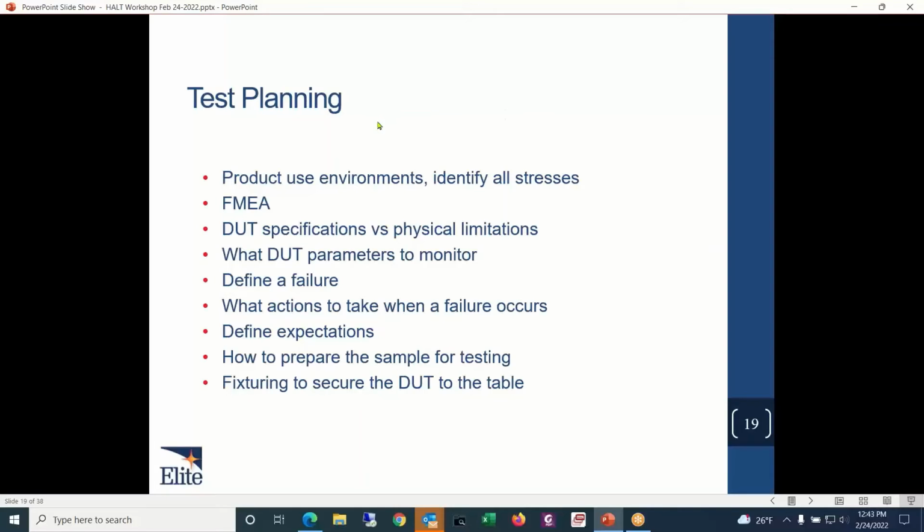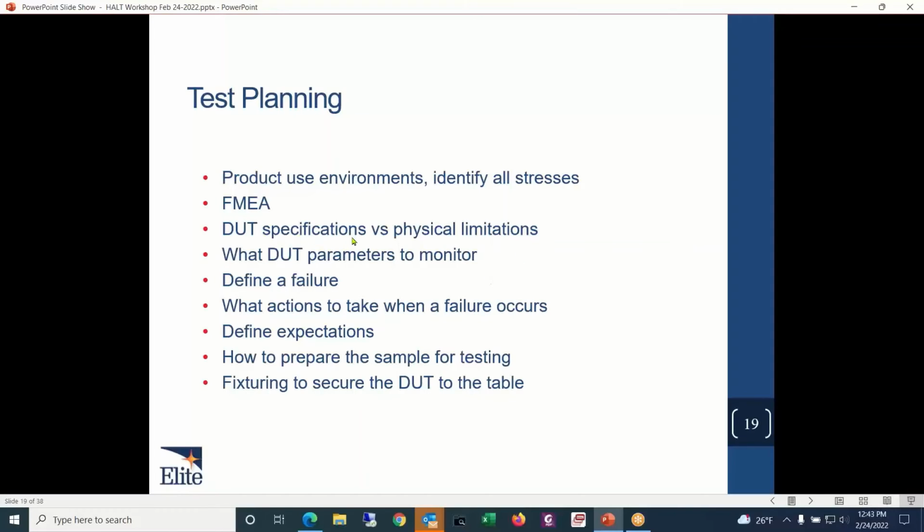So, moving on to HALT planning, it's a very important part of the HALT process. It's important to understand the product use environments and identify all the stresses. Your product might not see vibration. It might not see cold temperatures. These are important bits of input to helping you design your HALT test and have an effective conclusion to it. If you have any field failure modes and effects analysis, something that can give you some hint as to how products you've had in the past have failed, that will help you design your HALT.